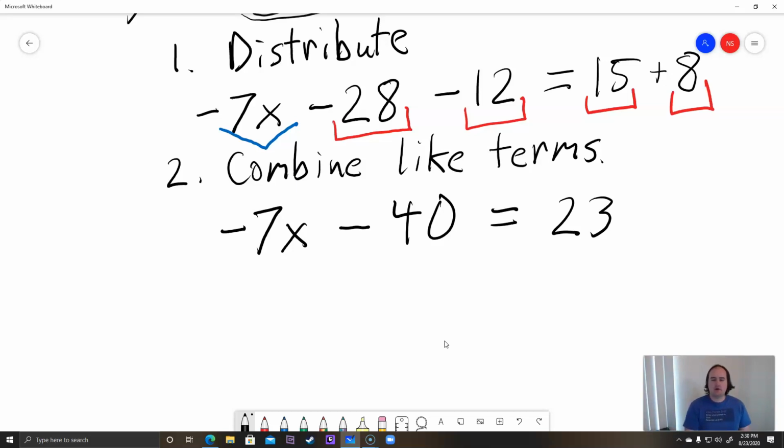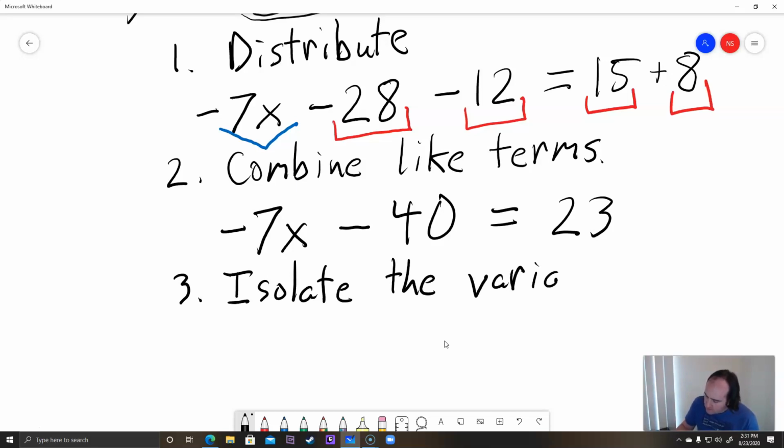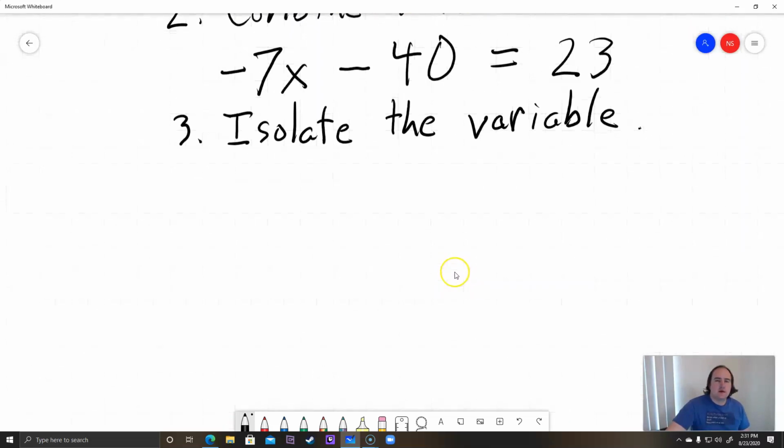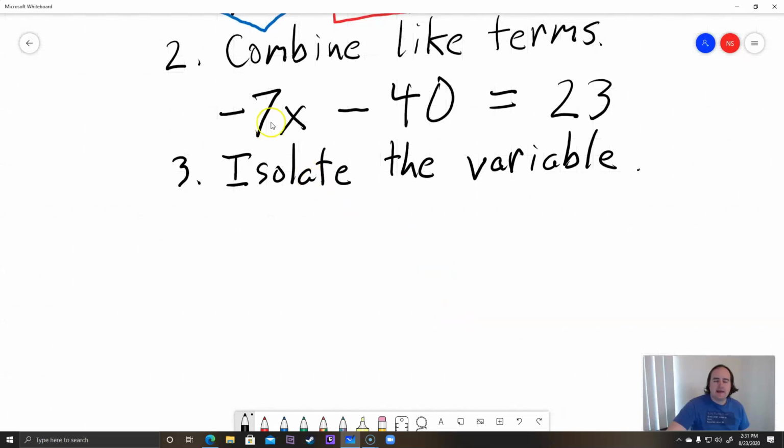And then how do we finish this whole process? Well, your first step is distribute. Second step is combine like terms. Your third step is actually going to be to isolate the variable. Okay, so step 3 is isolate the variable. So how are we going to do that here? Well, we look at our equation, negative 7x minus 40 equals 23, and we want to get x by itself.